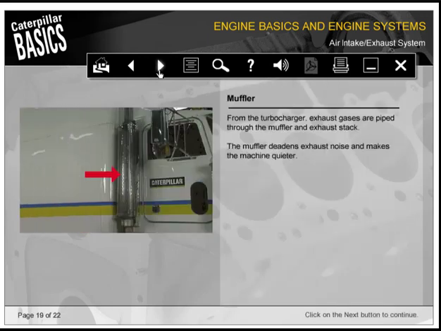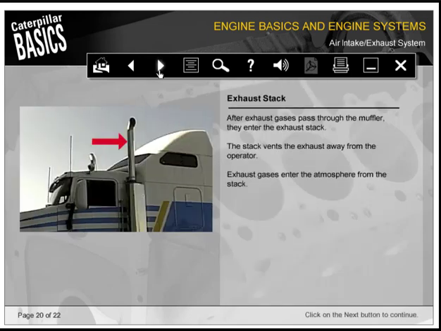From the turbocharger, exhaust gases are piped through the muffler and exhaust stack. The muffler deadens exhaust noise and makes the machine quieter. After exhaust gases pass through the muffler, they enter the exhaust stack. The stack vents the exhaust away from the operator. Exhaust gases enter the atmosphere from the stack.